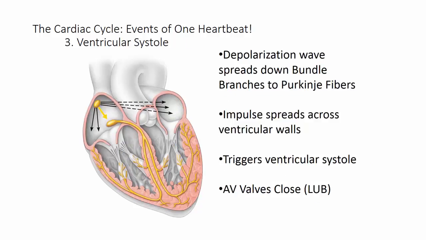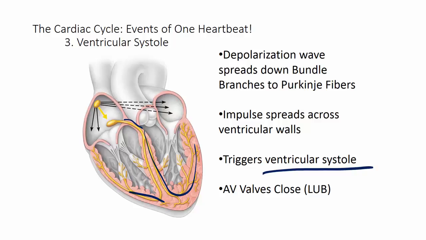Now the next step, the ventricles are full, so now we need to send that blood out to the aorta or the pulmonary trunk. So now that depolarization is going to spread through the bundle and through those bundle branches and Purkinje fibers, and that's going to start ventricular depolarization and trigger ventricular systole. Okay, so ventricular systole is contraction.